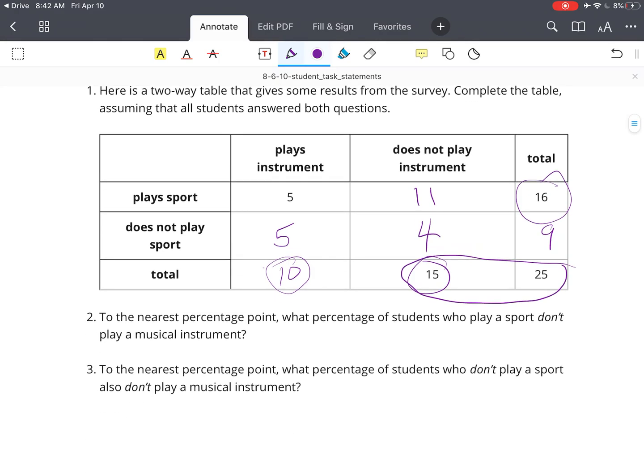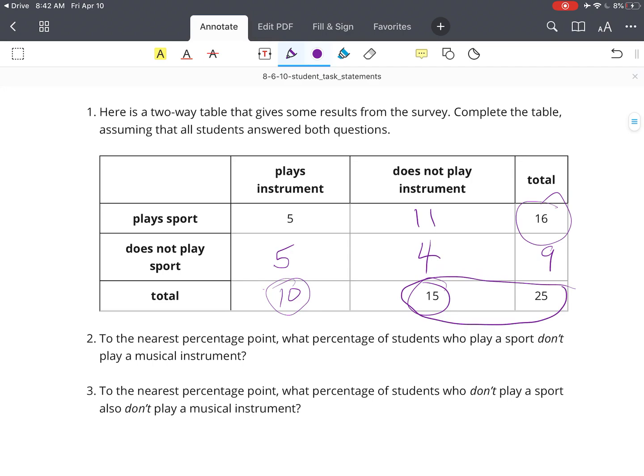To the nearest percentage point, what percentage of students who play a sport don't play an instrument? So how many students play a sport? 16. And how many don't play a musical instrument out of those who play a sport? 11. So what's 11 divided by 16? Let me use my calculator. I'm going to say it's above 50%. Yep, 68.75%.